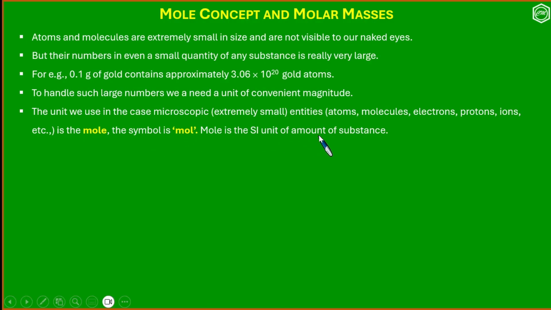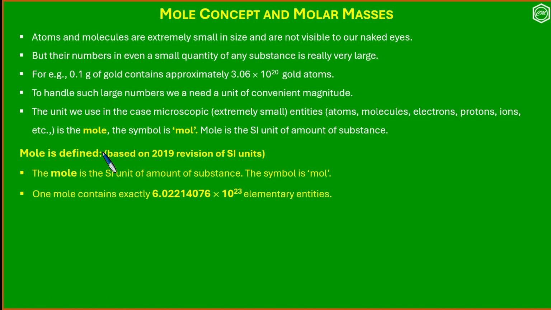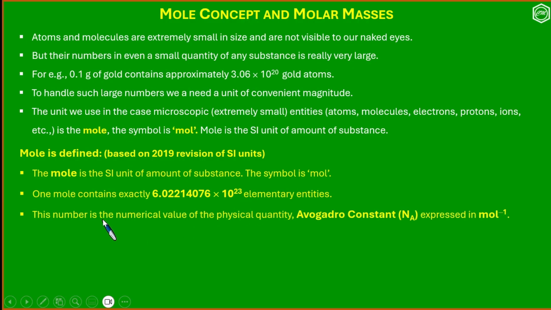Mole is the SI unit of amount of substance. The word entities is used to represent atoms, molecules, electrons, protons, ions, etc. According to 2019 revision of SI units, 1 mole is defined as to contain exactly 6.02214,076 into 10 raised to 23 elementary entities. This number is the numerical value of the physical quantity Avogadro constant, symbol Na, expressed in per mole.